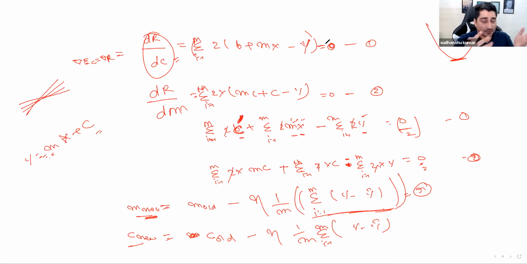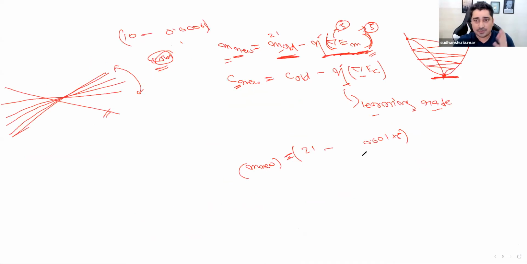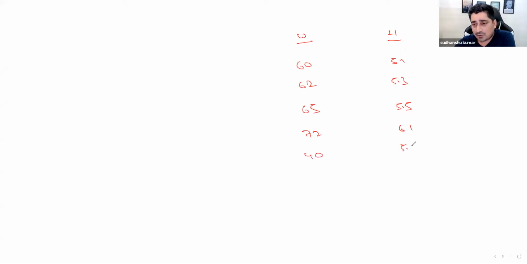Let's try to use this equation directly over here. I'll give you the same example again, weight and height. Let's suppose weight is 60 kg, height is 5.1; weight is 62 kg, height 5.3; weight is 65 kg, maybe height is 5.5; weight is 72 kg, height 6.1; weight is maybe 40 kg, height is 5.1. Something like that I have given to you.